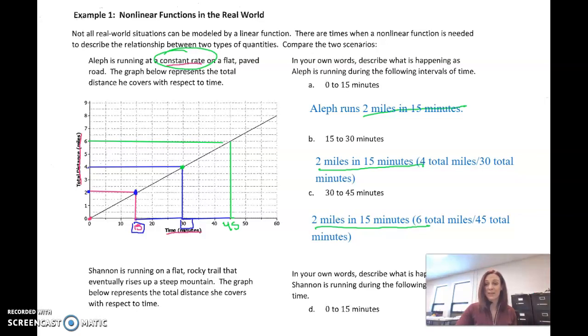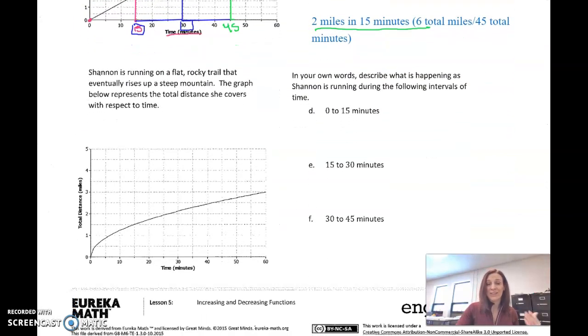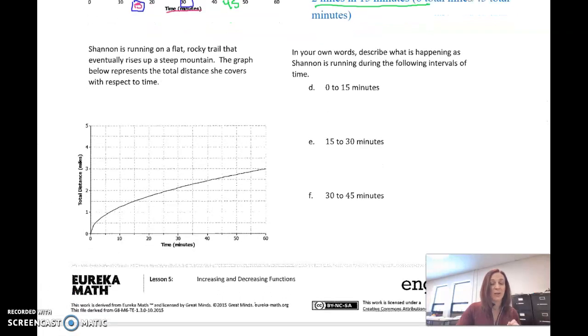Now let's compare that to Shannon. Now Shannon's running on a flat, rocky trail that eventually rises up a steep mountain. Okay, so the graph below shows the total distance with respect to time. So again, we have time, and here we have total distance in miles. And we can see that this is not a linear function. Okay, so it wants to know what is happening from 0 to 15.